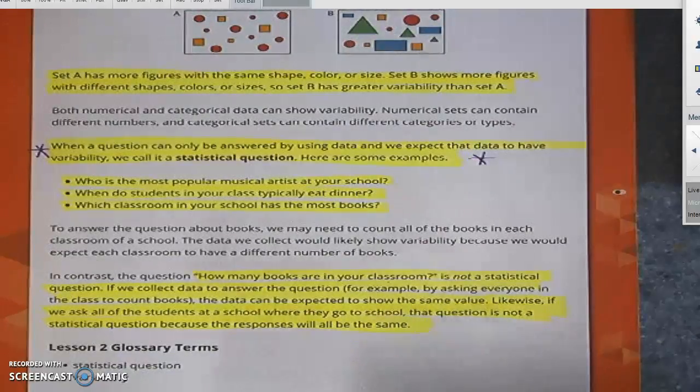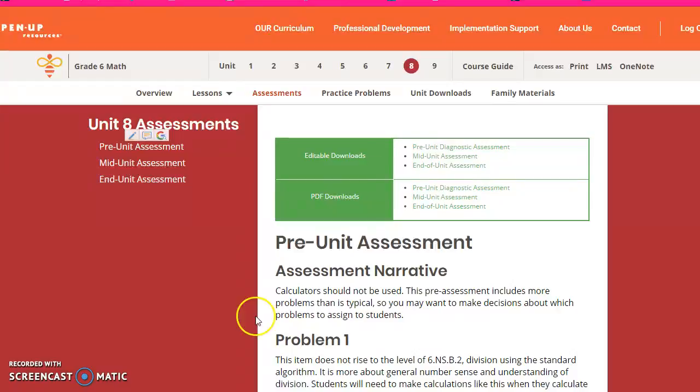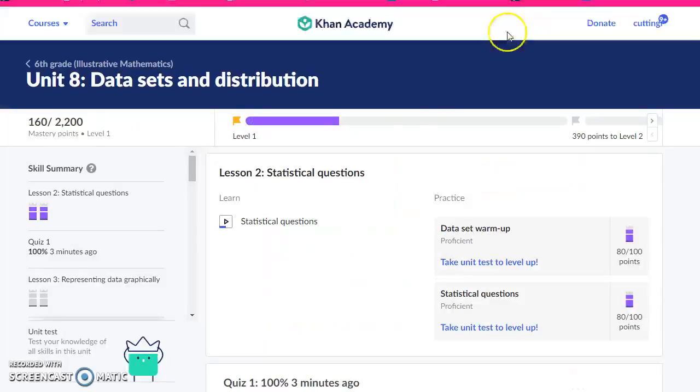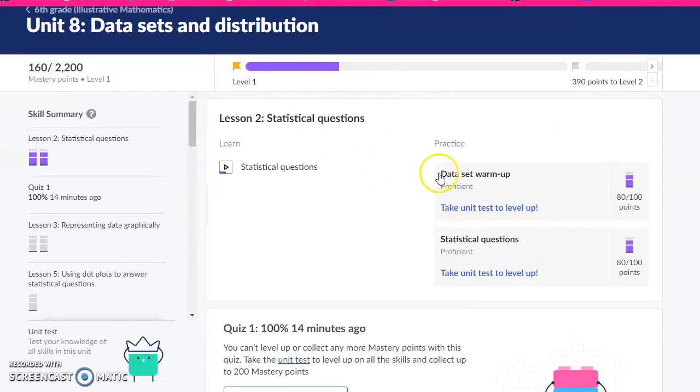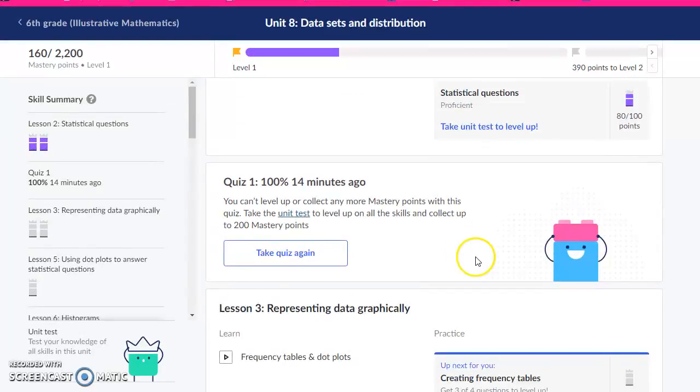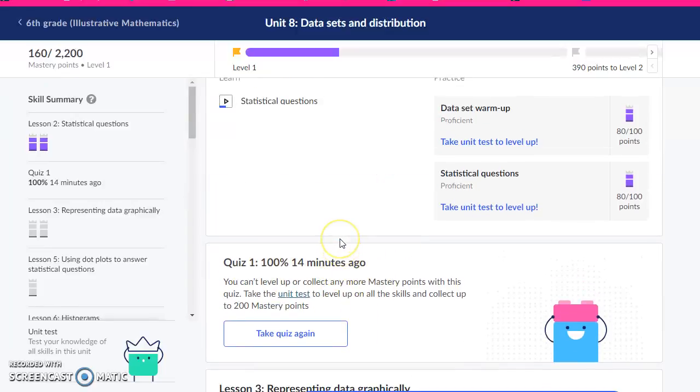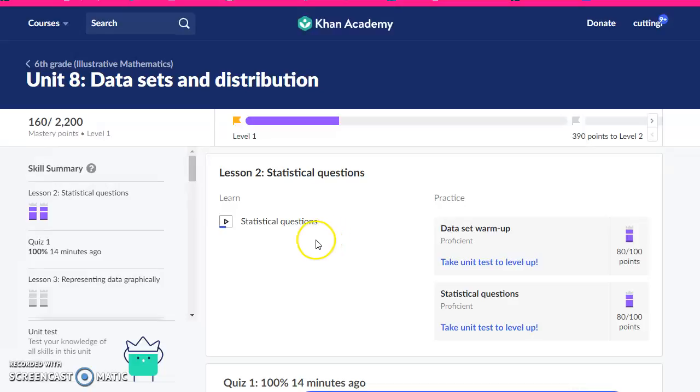All right, so next you're going to do a couple things on Khan Academy, and I will have it up on Google Classroom. But in Unit 8, Lesson 2, you're going to do the data set warm-up, the statistical question practice problems, and then the quiz 1. And you should be able to do all of that just with the information from Lessons 1 and 2.